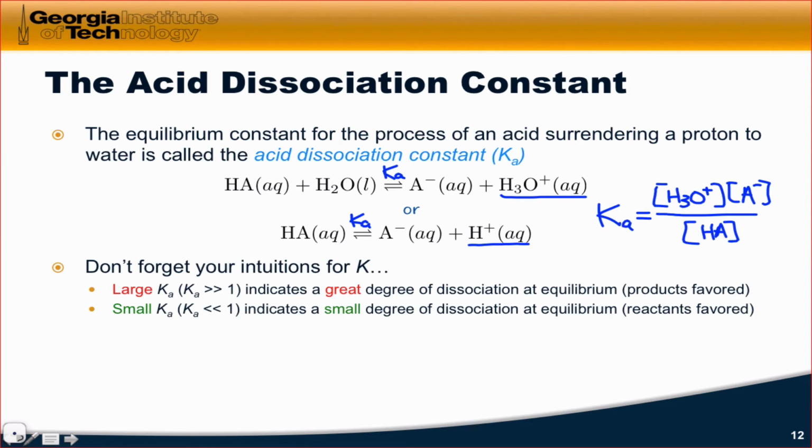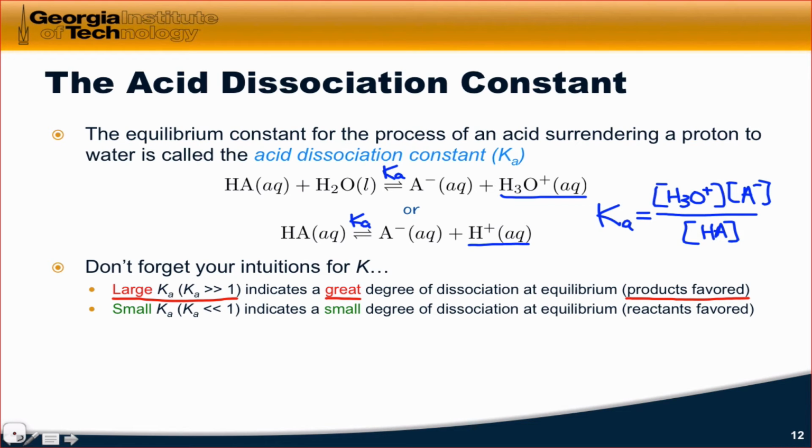Using this equilibrium expression, we can begin to develop intuition for the size of K and what that means on the microscopic or molecular level. A large Ka, that is to say a Ka value much greater than 1, indicates a large degree of dissociation at equilibrium and that products are favored. This is a general idea from chemical equilibrium that we've seen before.